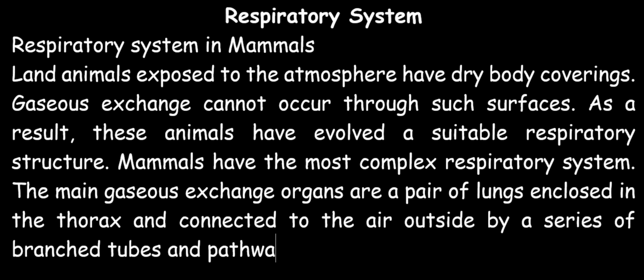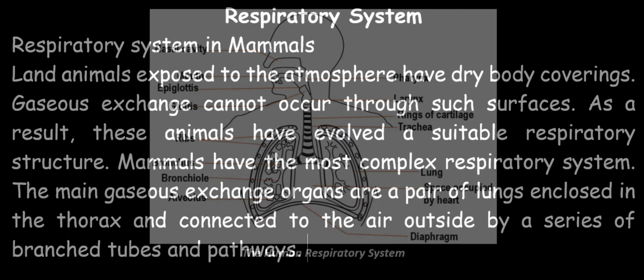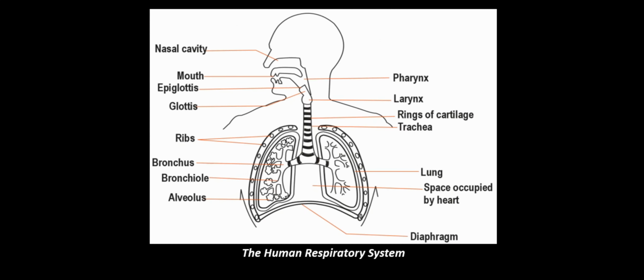We are going to be taking the respiratory system of man as a typical example for that of mammals, and that is because the respiratory system of man is typical of the respiratory system of mammals in general. So I'll show you the diagram, and with the diagram we'll talk about the respiratory system in mammals. So this is the diagram of the human respiratory system.